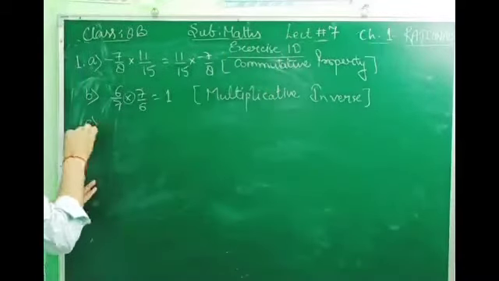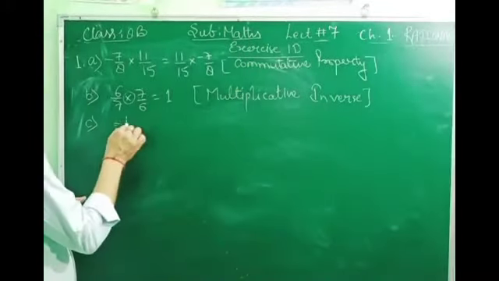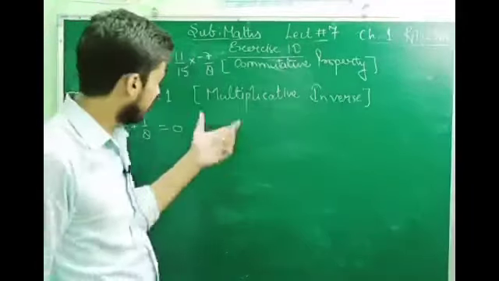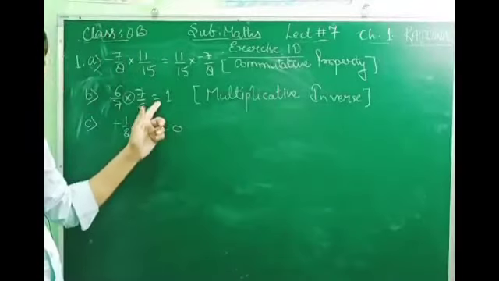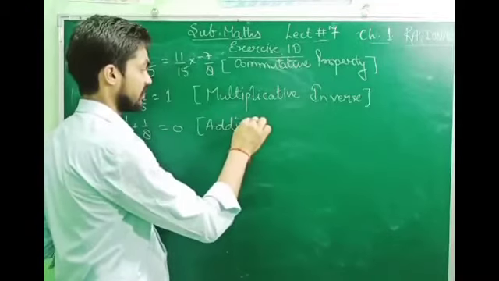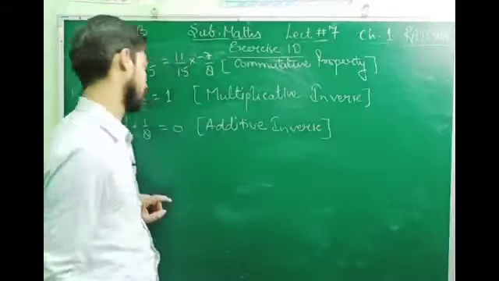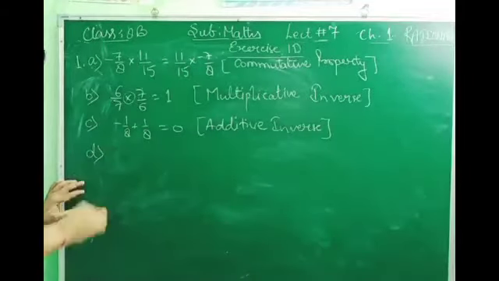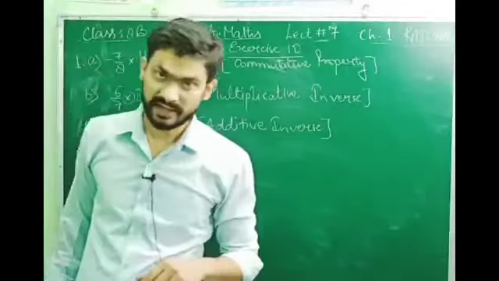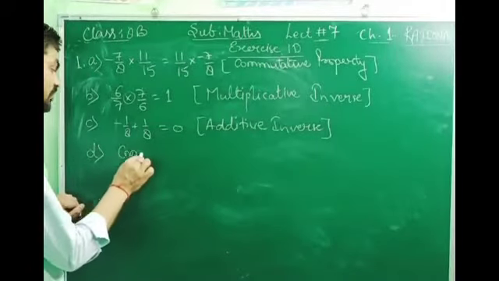Next, C. Minus 1 by 8 plus 1 by 8. What do you write? Here multiplicative inverse gives 1, here it is 0, so obviously additive inverse. D. D, you can tell it is commutative property. I am writing the name of the property. Commutative property.